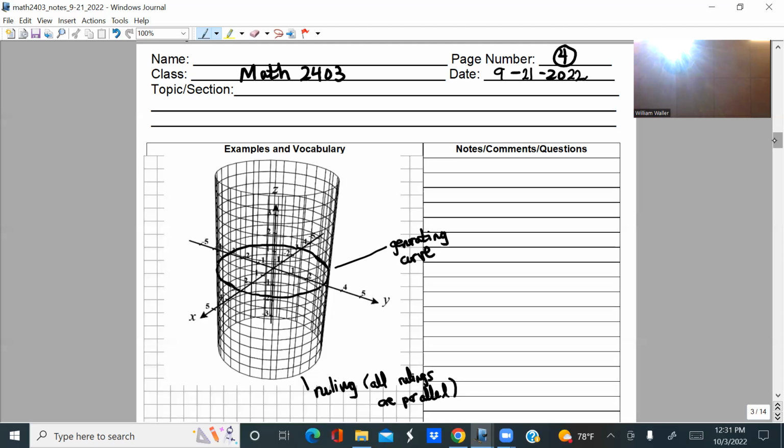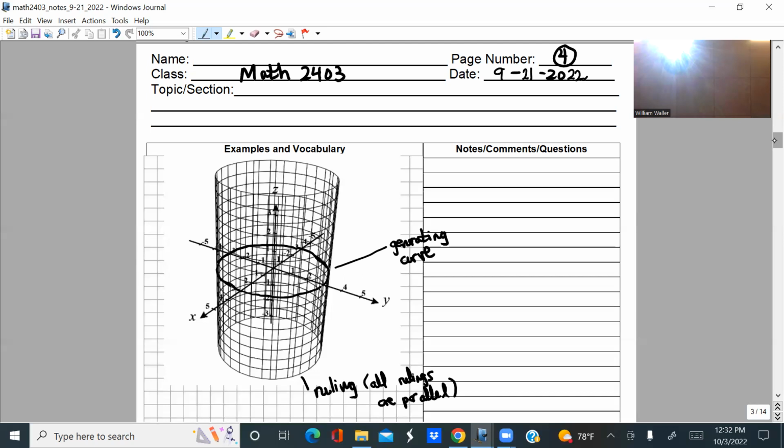So any surface you create this way is called a cylinder, but they don't all look like this, all right? But the surface is still referred to as a cylinder. So let's remind ourselves: how do we get a cylinder? We have an equation in three variables, but what's missing?